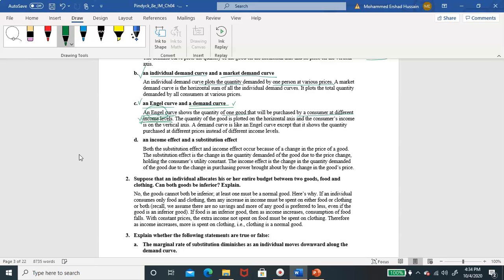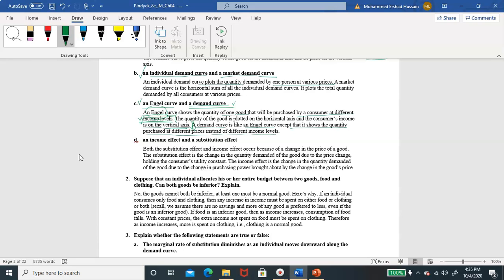That will be his Engel curve, right? Now the quantity of good is plotted on the horizontal axis, and the consumer's income is plotted on the vertical axis. We will soon show you from the slides. This is an Engel curve. On the other hand, a demand curve is like an Engel curve, except that it shows the quantity purchased at different prices instead of different income levels.